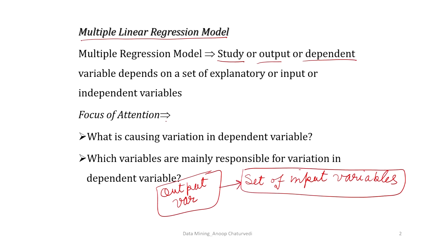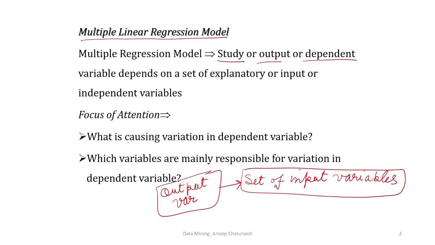Now, focus of our attention is what is causing variation in dependent variable. If changes in some input variable lead to changes or variation in output variable also, then obviously that input variable is important for predicting the output variable. The changes in that input variable are definitely affecting the output variable. So, that input variable has some kind of information about the output variable. So, we must include that input variable in your model.